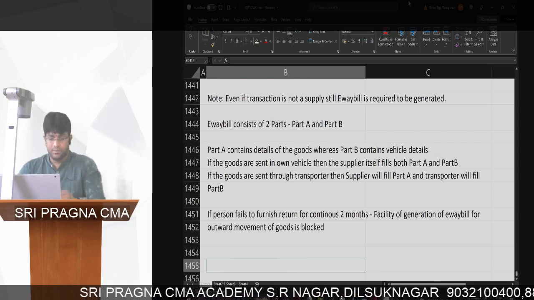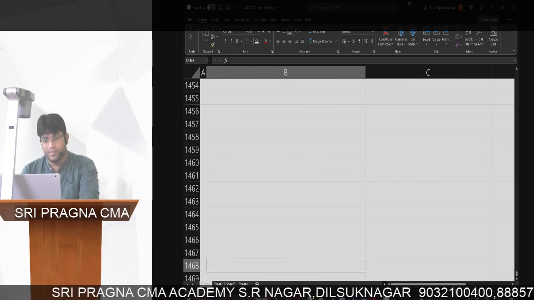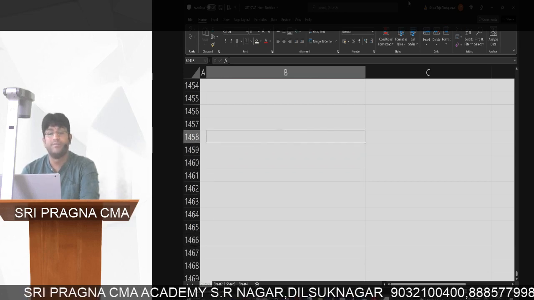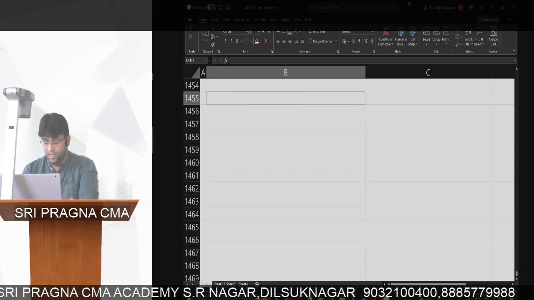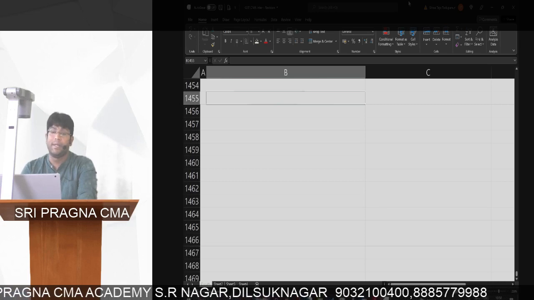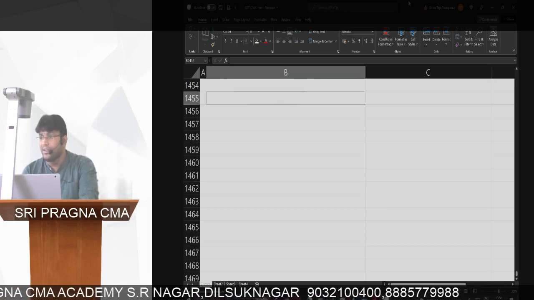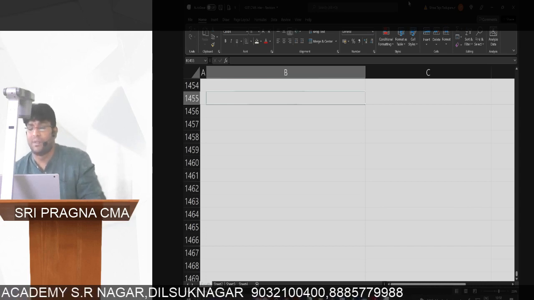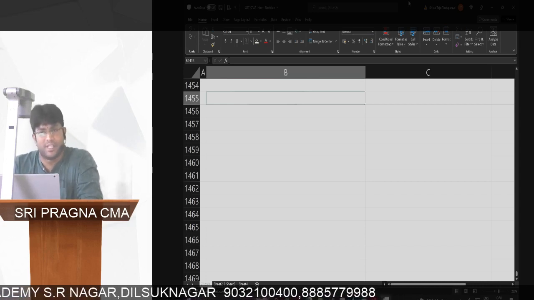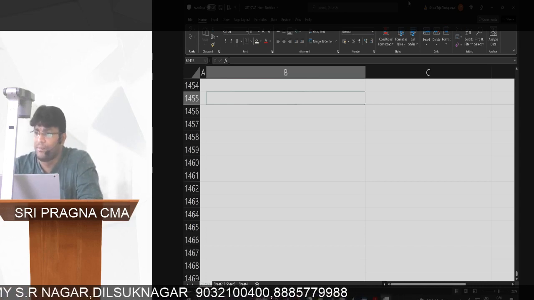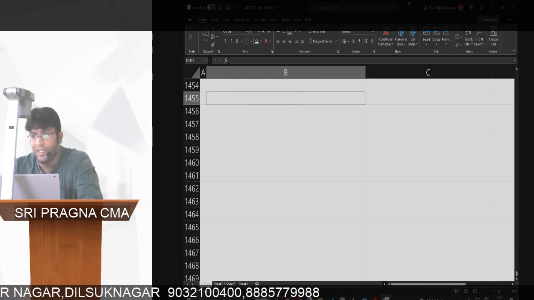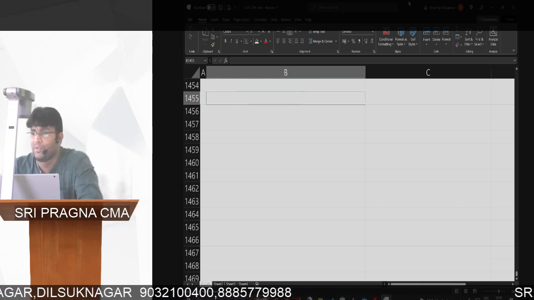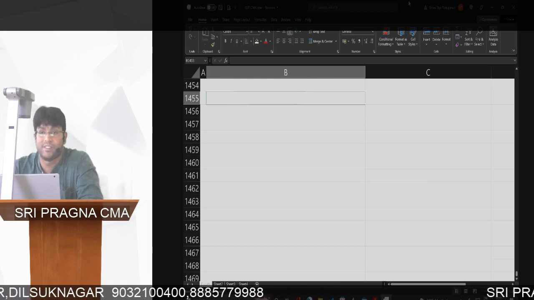So done? Chalo guys, with this I'll close the discussion on GST. That is worth about 80 marks for CMA Inter, something very scoring. We are just left with some discussion about some interesting aspects in customs. We'll spend a little bit of time and complete that also. Are we ready? Please cooperate.